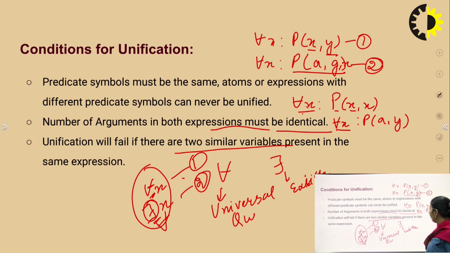Why can it not be unified? Because if we replace x with a, then we have to put a in both places. The expression will become p of a comma a, while the other expression will be p of a comma y, which can never be identical. So in these ways, these are the conditions we need to follow while unifying any two expressions.